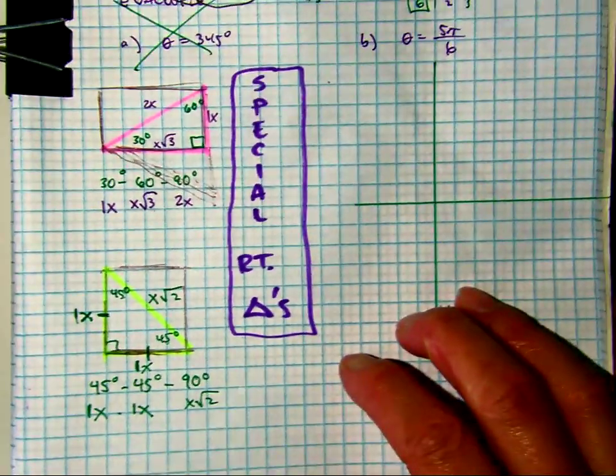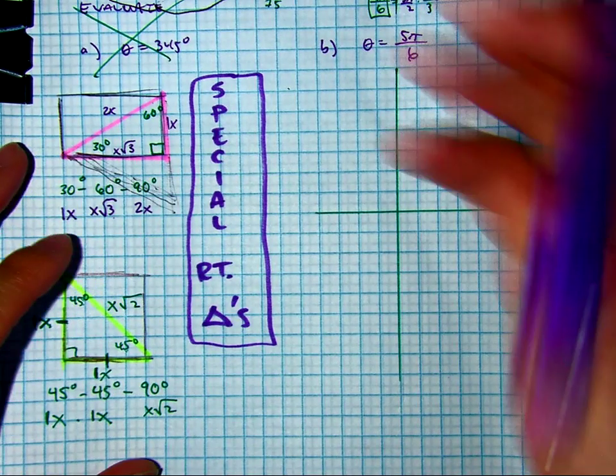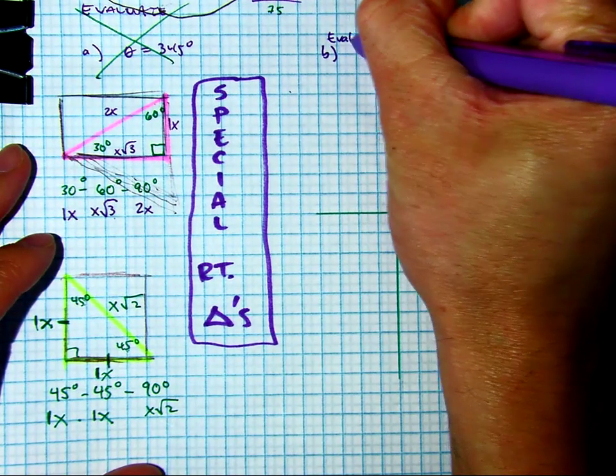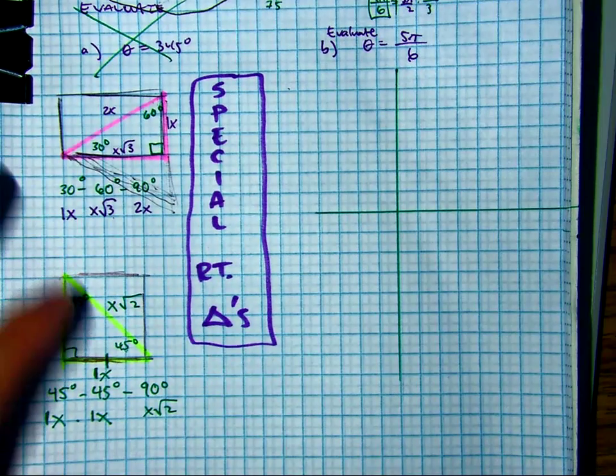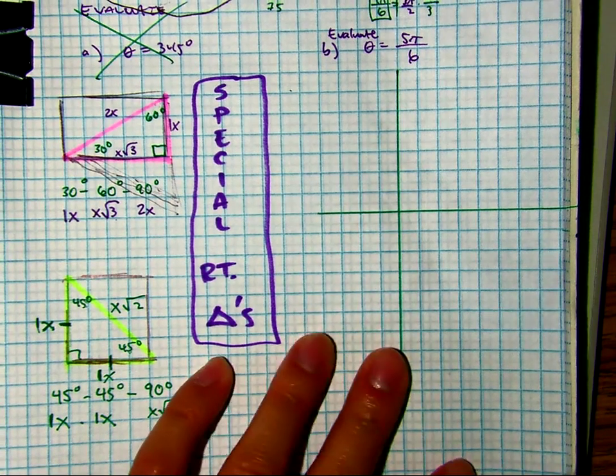Alright, so here's our first example. We're going to evaluate theta equals 5 pi over 6. We just did this as our warm-up problem.